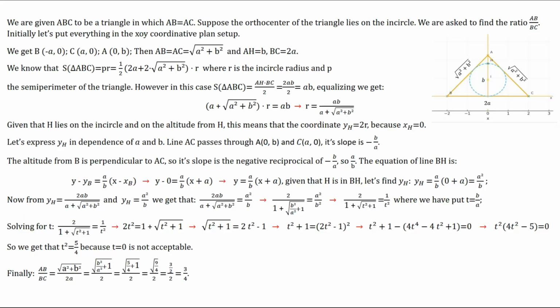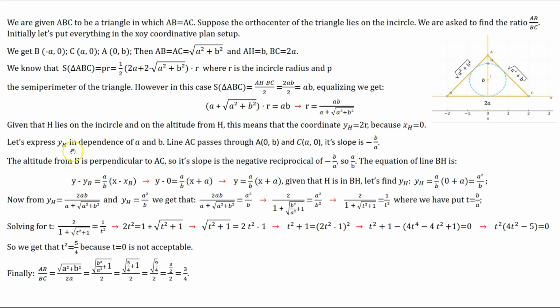Now, we have put here H as the contact point between the altitude from vertex A and the incircle with center I. Now, given that H lies on the circle and it is on the altitude from point A, this means that the x coordinate of point H is 0 and the y coordinate of point H is equal to 2r, equal to the diameter of the incircle. As we said, x_H is equal to 0.